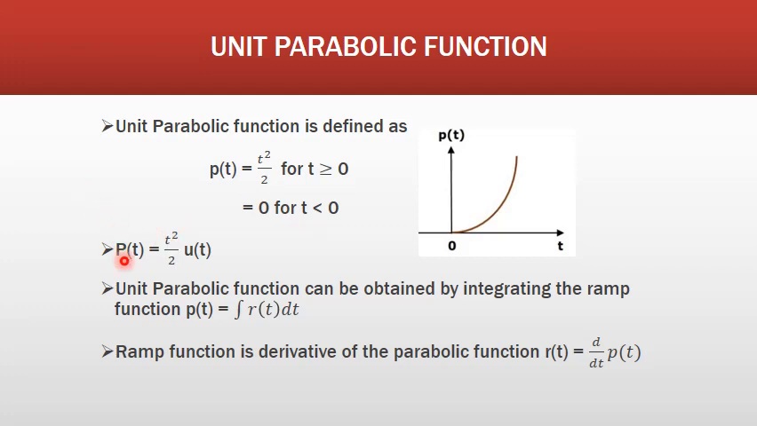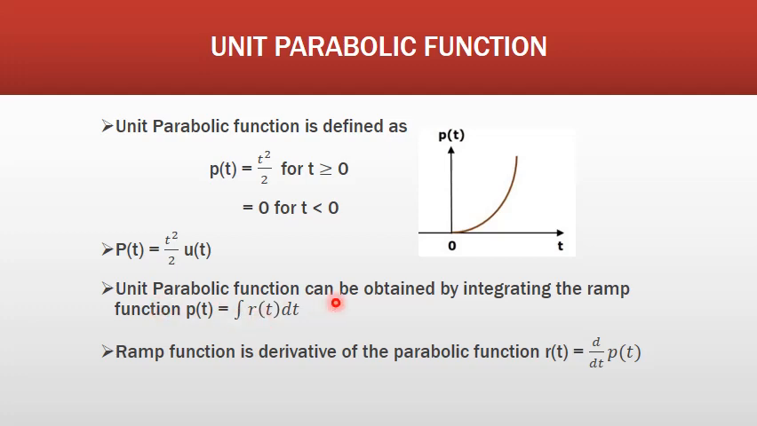Next, p of t can also be written as t square by 2 into u of t. We know that u of t is equal to 1 for positive values of t and is 0 for negative values of t. So, while multiplying t square by 2 with u of t, we will get t square by 2 for positive values of t and 0 for negative values of t. So it can be written as p of t is equal to t square by 2 into u of t.